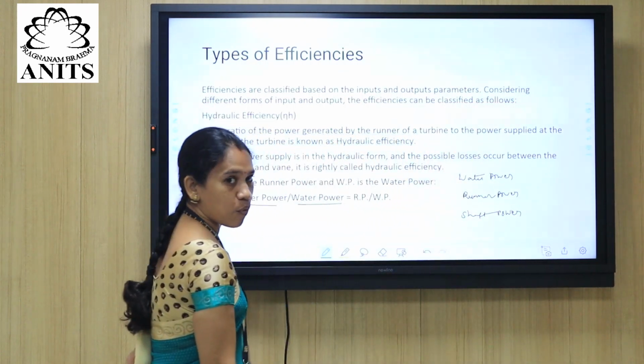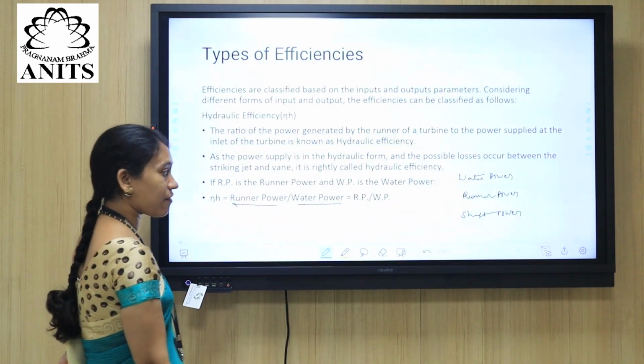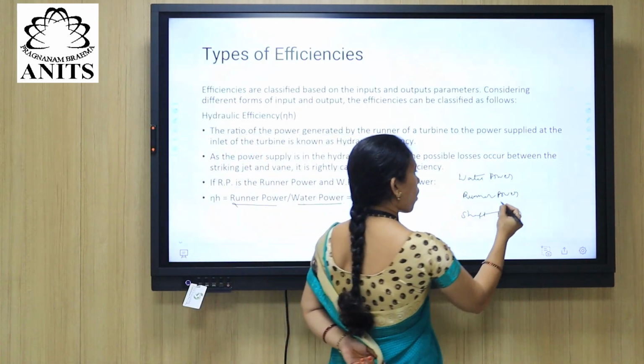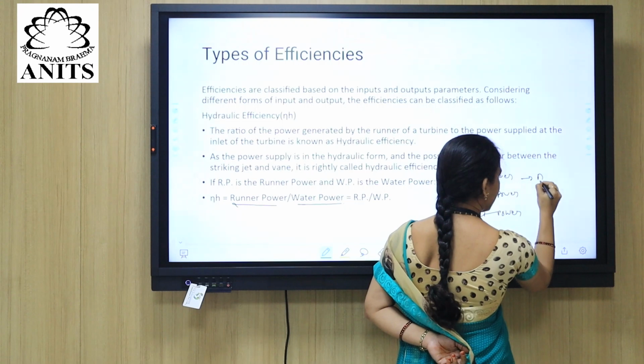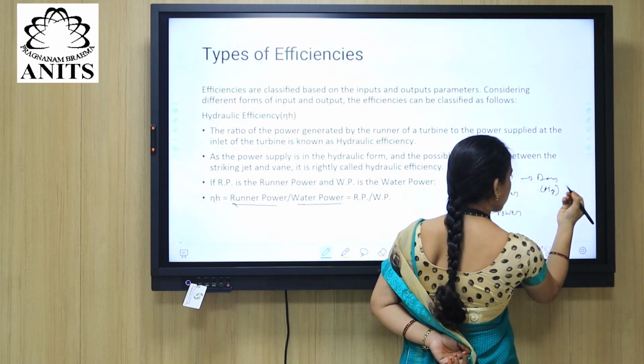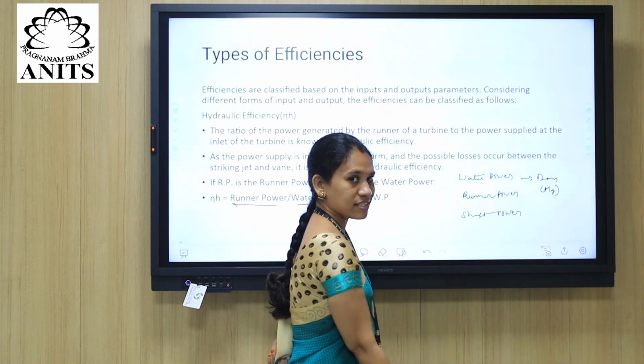The first one is water power. Water power is the power available in the water. Where will water be stored? Water will be stored in the dam. From the dam, whatever the net head will be there, whatever the gross head will be there, we won't consider that.